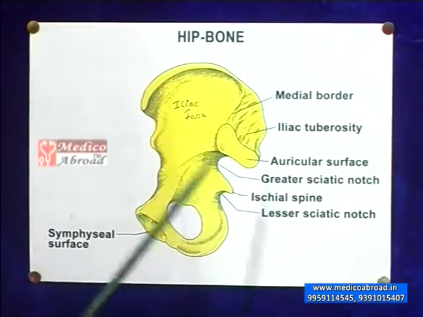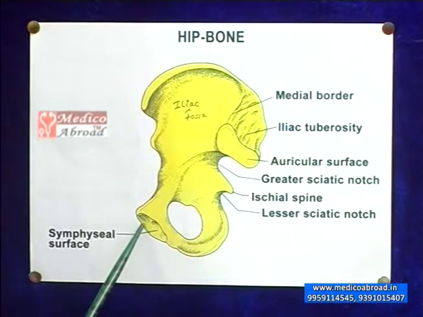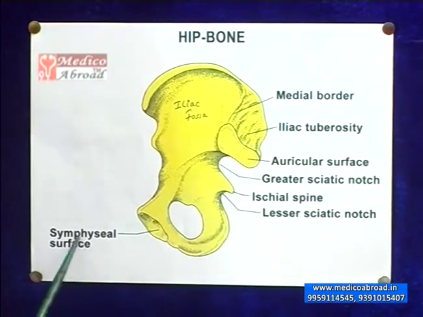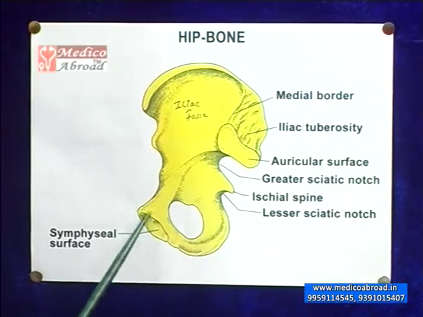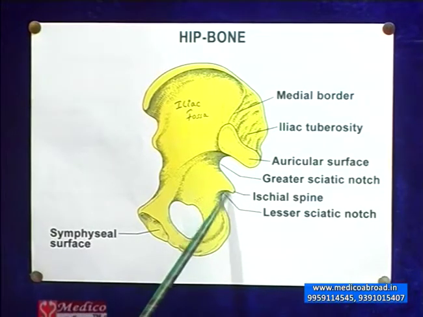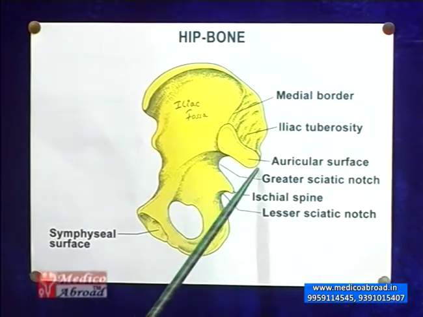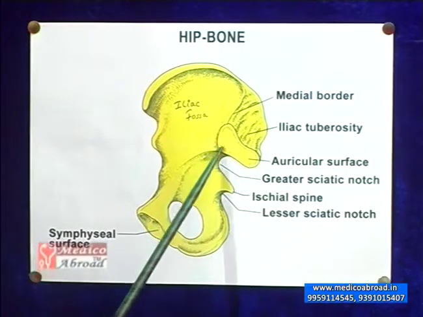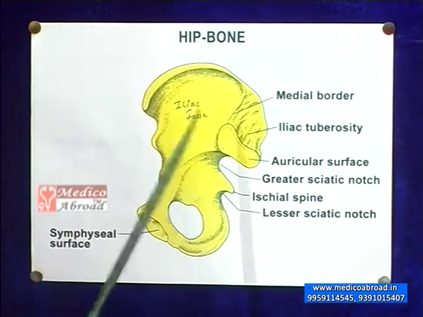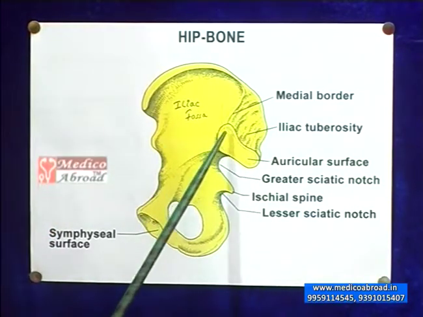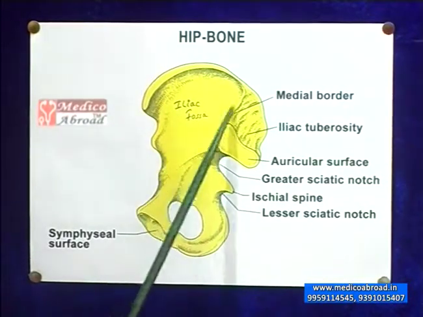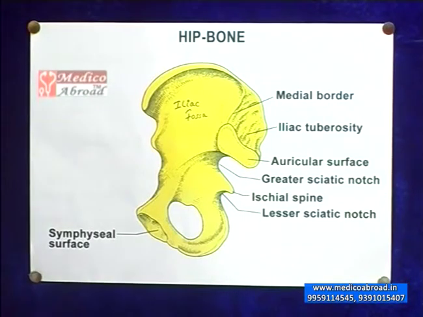This chart shows you the internal surface of the hip bone. The other side of the pubis articulates here to form the pubic symphysis. So this is the symphysial surface of the hip bone. This is the obturator foramen. This is the lesser sciatic notch, ischial spine and the greater sciatic notch. Auricular surface where the sacroiliac joint is formed, where the hip bone articulates with the sacrum. Now this is the medial border of the hip bone. This internally is the iliac fossa. So these are the important features of your hip bone.